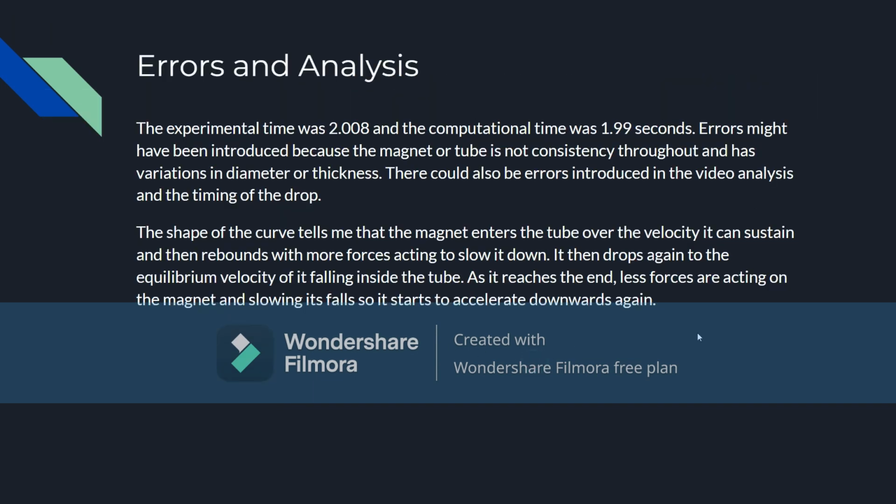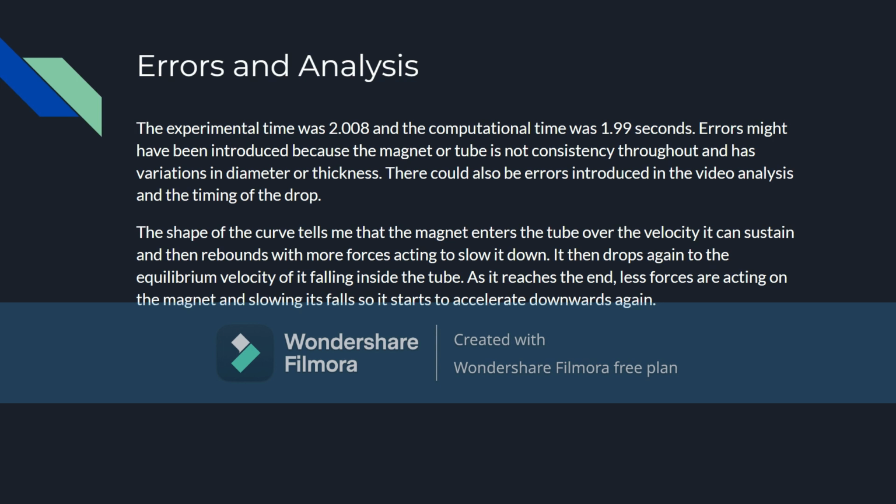Errors in analysis. Experimental time was 2.008 seconds, and the computational time was 1.99 seconds. Errors might have been introduced because the magnet or the tube is not consistent throughout and has variations in diameter or thickness. There could also be errors introduced in the video analysis and the timing of the drop.